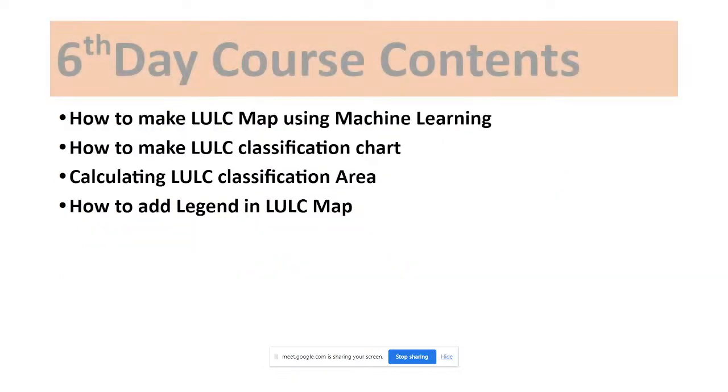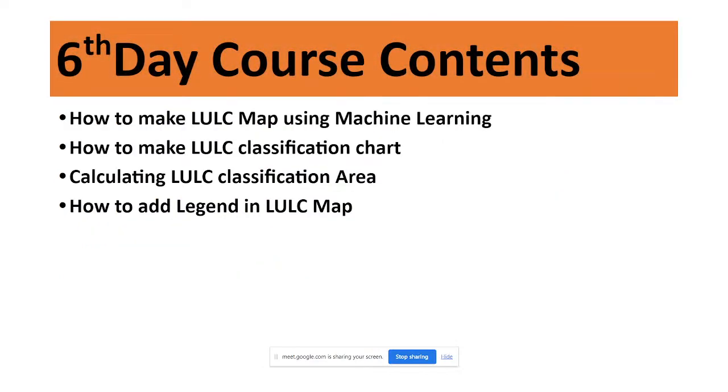So let's go. Today I will also discuss land cover classification, and how we can easily do it using supervised and unsupervised classification. After that, how we can check the accuracy assessment of the map, how we can calculate the area, and then how to add the legend.